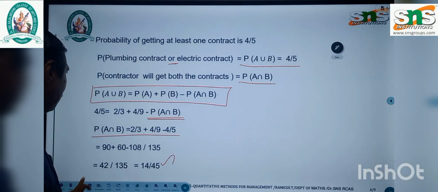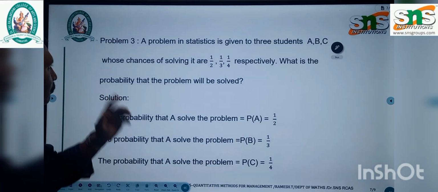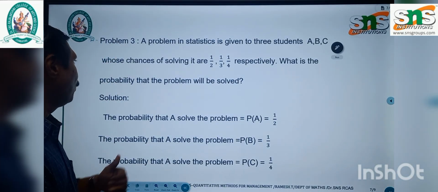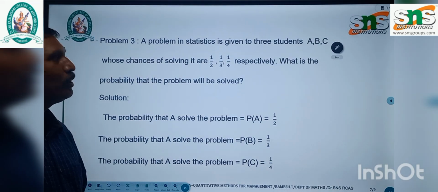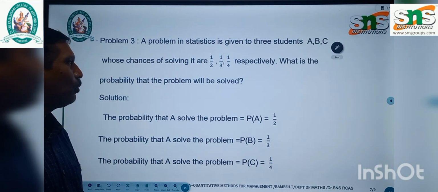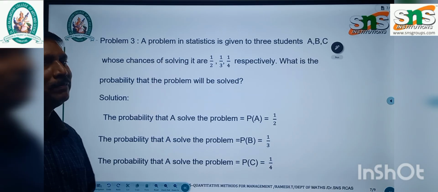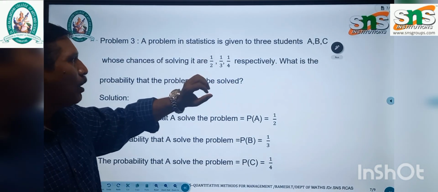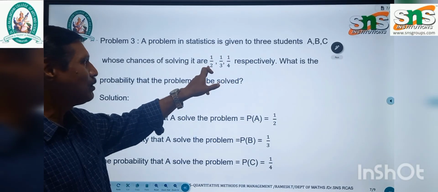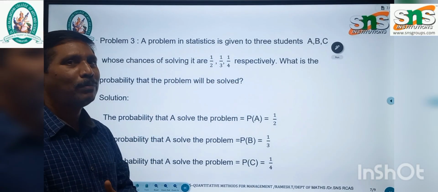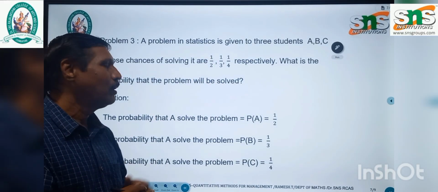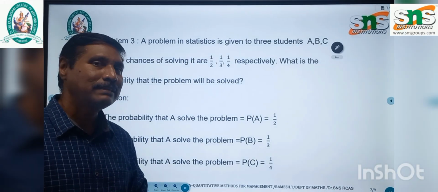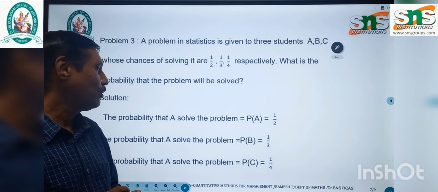Finally, a problem in statistics is given to 3 students A, B, C, whose chances of solving it are 1 by 2, 1 by 3, 1 by 4 respectively. What is the probability that the problem will be solved? If A solves the problem, the probability is 1 by 2. If B solves it, the probability is 1 by 3. If C solves it, the probability is 1 by 4. Everything is given.